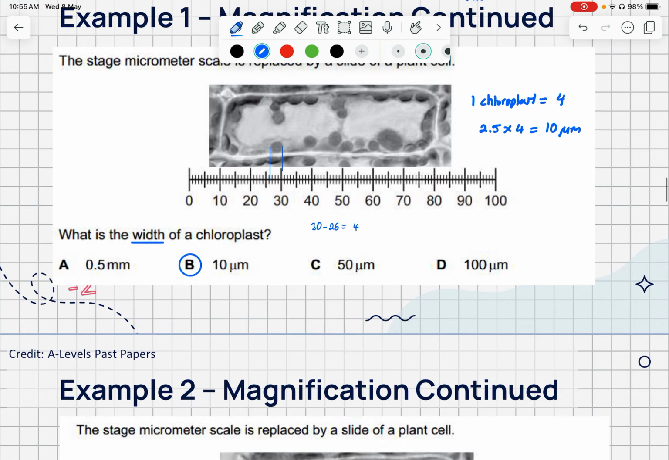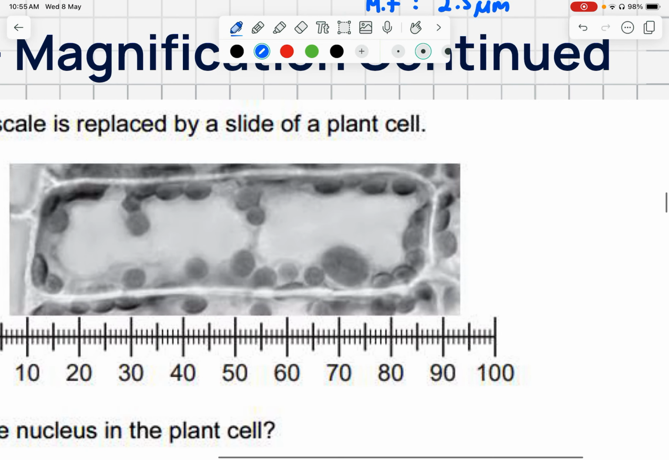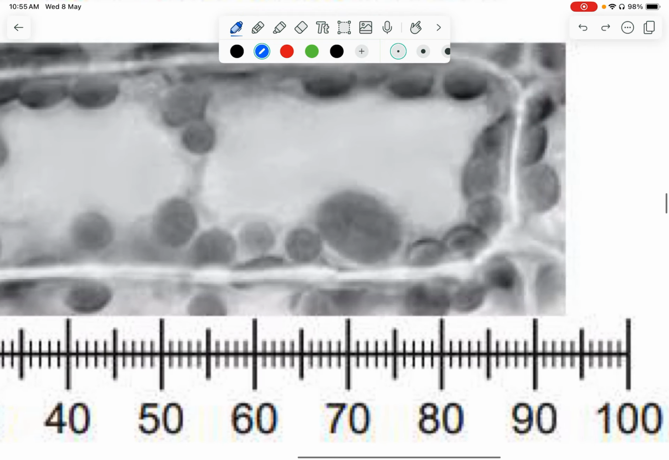Okay? So another example is that now they ask you what is the length of the nucleus in the plant cell. So using the same magnification factor, which is 2.5 micrometers, I just put that as MF, which is 2.5 micrometers. So the nucleus is this thing. Now you want to find what is the length of it first. So assuming it's about here.